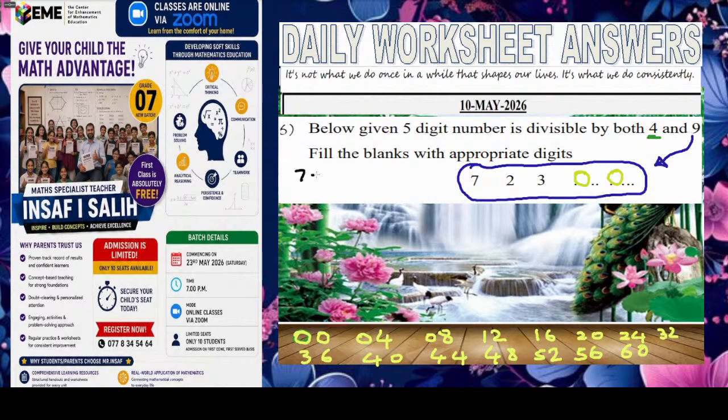7 plus 2 plus 3 plus 0 plus 0. When we add the digits, 7 plus 2 is 9, 9 plus 3 is 12, 12 plus 0 is 12. So what's the digital root? 1 plus 2 is 3. Which means 72,300 is not divisible by 9. Why am I saying so? As I told you a while ago, a number is divisible by 9 only if its digital root is 9.